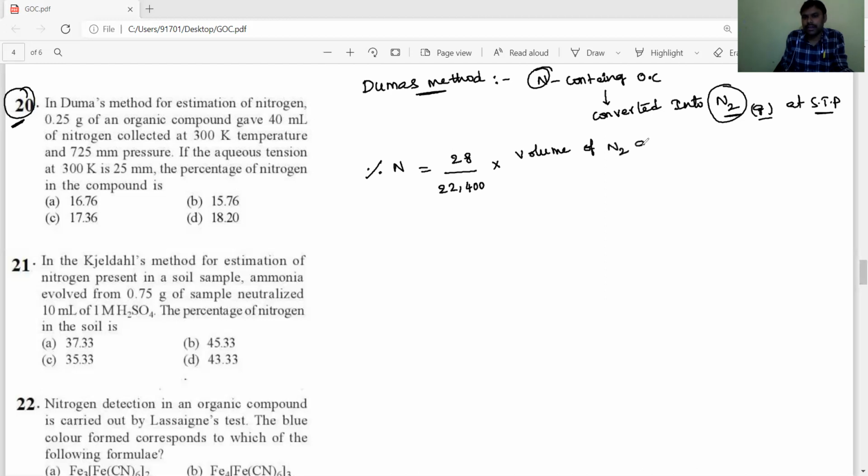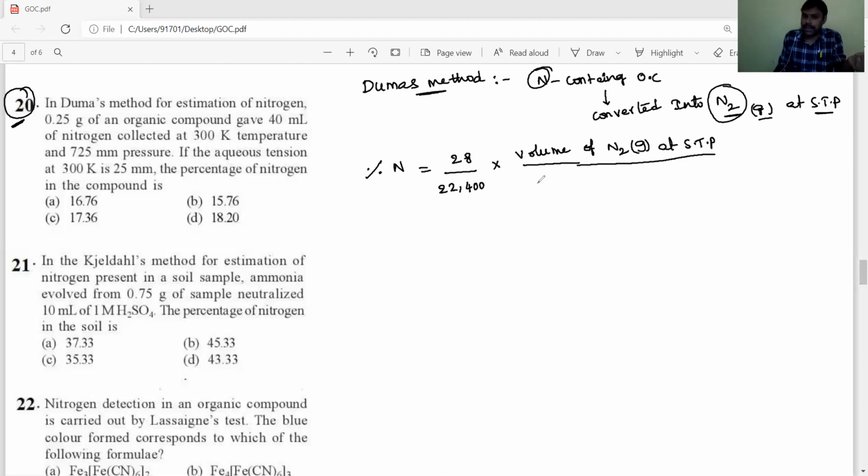N2 gas at STP, standard temperature and pressure. At STP the temperature is 273 kelvins and the pressure is 1 atmosphere. That condition is known as STP condition. If the given volume of N2 and temperature are not at STP condition, then we have to calculate the volume of nitrogen gas at STP condition by using the relation P1 V1 by T1 is equal to P2 V2 by T2.